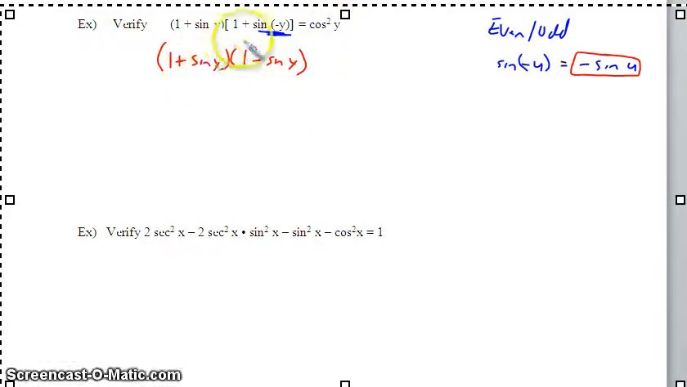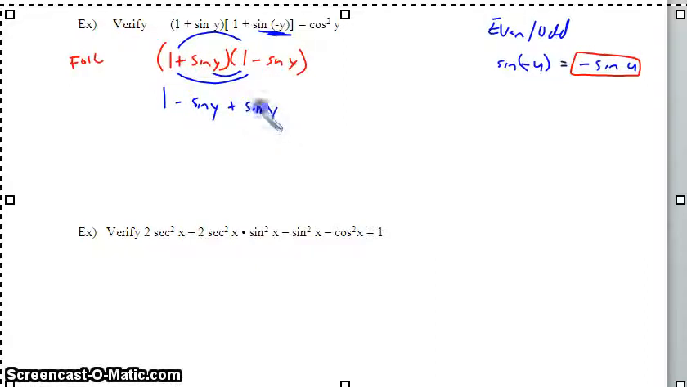Well, if it's asking me to multiply these together, I'm going to do that. So if we FOIL this, we're going to end up with 1 minus the sine of y plus the sine of y, and then minus sine squared y. And what will happen is the negative sine of y and the positive sine of y will cancel out.